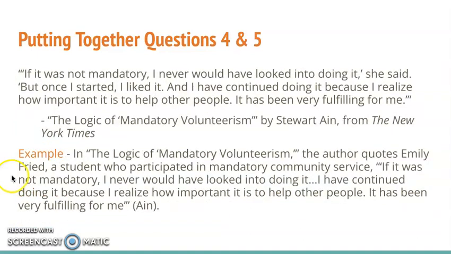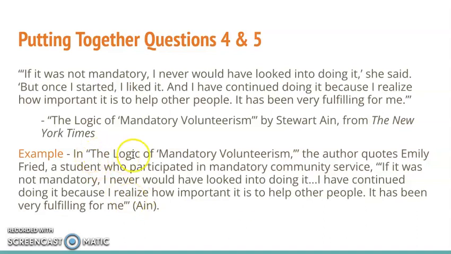Okay, and here's another example. In this example, we see that Stuart Ain, our author, is quoting somebody else. He's quoting a student referred to as she right here. And so we need to take that into account when we are writing in our example. So if your article quotes somebody else that was not the author, then we have to incorporate that properly.